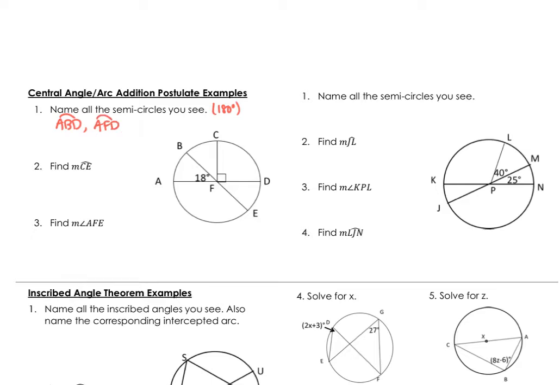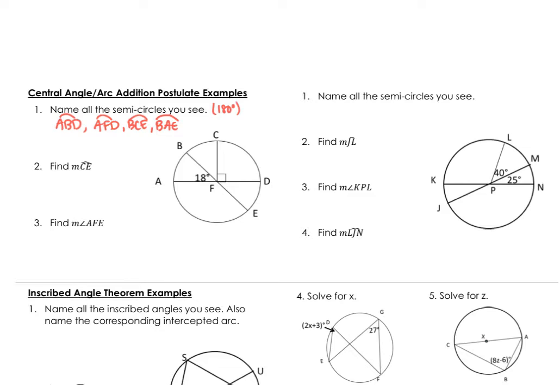Another diameter I see is BE, because that goes through the center of the circle. So BE is a diameter, which means one semicircle is BCE, which is up here. That means BAE is the semicircle on the bottom. Again, the reason we're identifying semicircles is because we know there's 180 degrees in a semicircle, which is going to allow us to solve for missing parts.